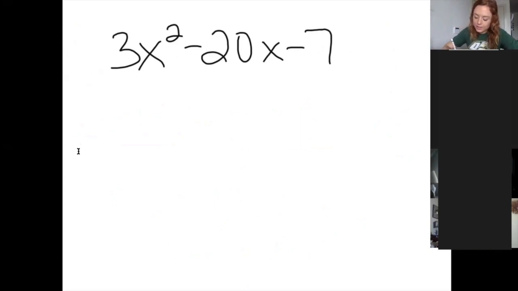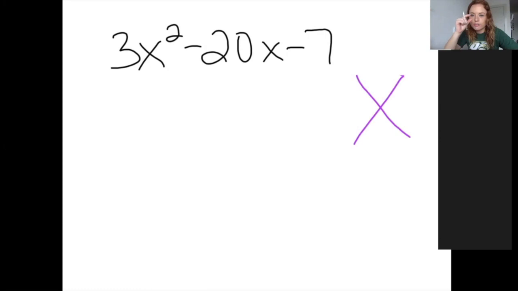And so for our X method, we create a big X, and in the top of the x, we're going to write our a times c. If we remember, this is ax squared plus bx plus c. So a times c would be this positive 3 times a negative 7. So 3 times negative 7 is negative 21, and we'd write that up here on the top.